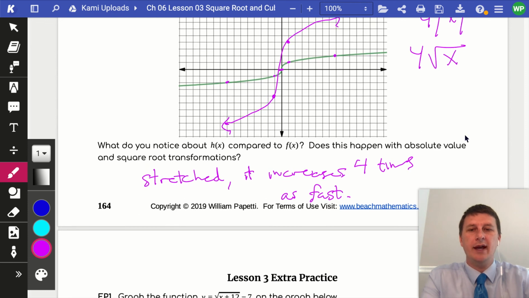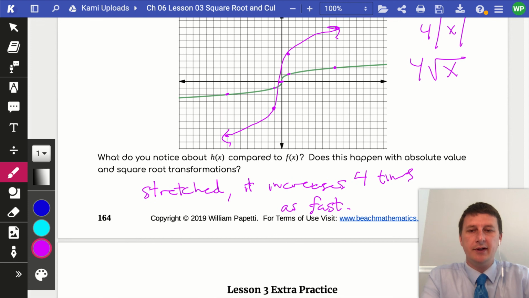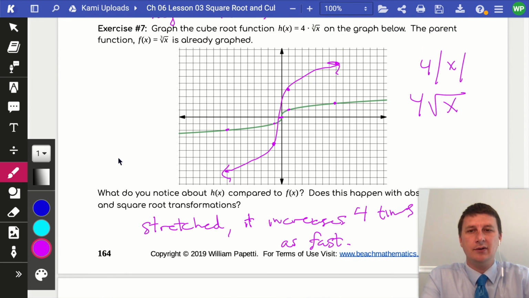So we've now finished our square root and cube root lesson. And if this video specifically was helpful in noticing what happens when we multiply a cube root function by a number greater than 1, give this video a thumbs up.